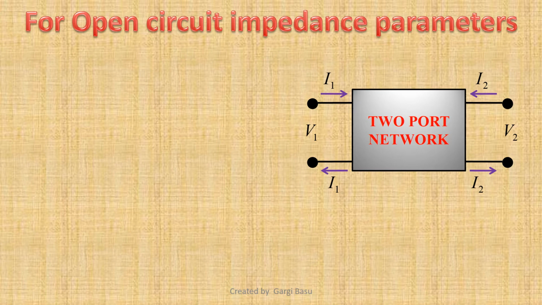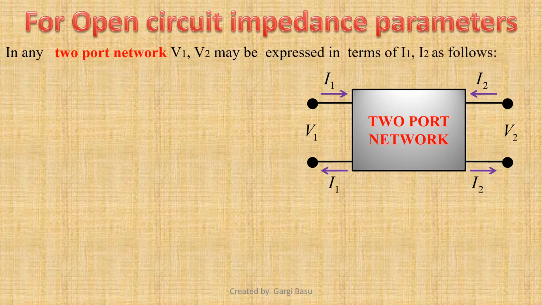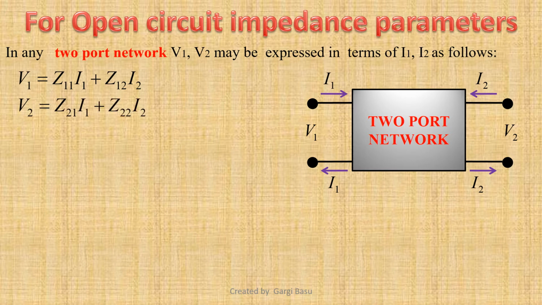Now let us first derive the condition for reciprocity for open circuit impedance parameters, or simply called Z parameters. When we describe a two-port network using Z parameters, we express the port voltages V1 and V2 in terms of port currents I1 and I2. The linear equations used in this case are V1 equals Z11 I1 plus Z12 I2 and V2 equals Z21 I1 plus Z22 I2.